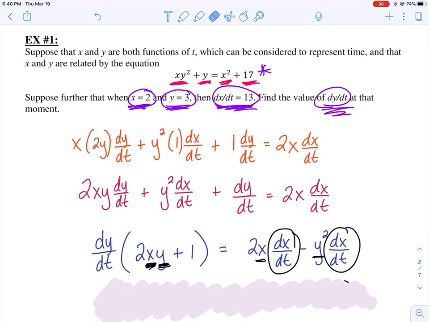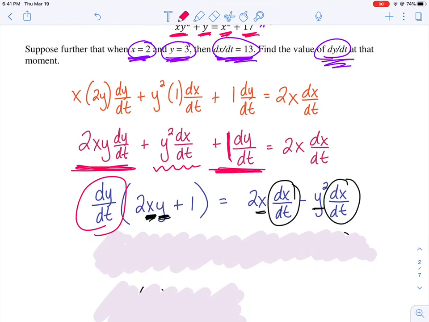So it looks like here I solved for dy/dt. In my equation, my dy/dt was in this term and in this term. So I kept both of those on the same side. I moved everything else to the other side, so I moved this y squared dx/dt to the other side by subtracting it. Since the two terms that had dy/dt in them, I GCF'd that out. That left me with 2xy plus 1, because there's an invisible 1 here, on the left side. On the right side, I have my 2x dx/dt minus y squared dx/dt.